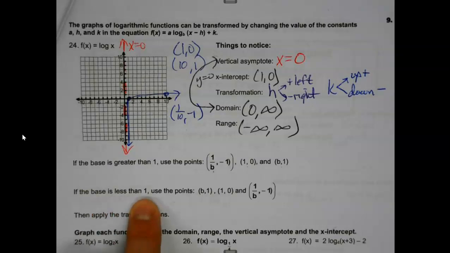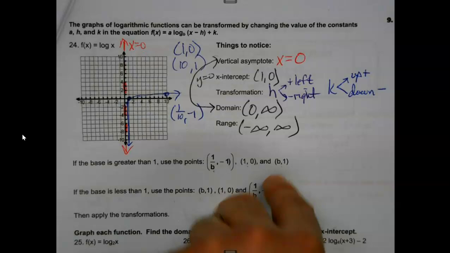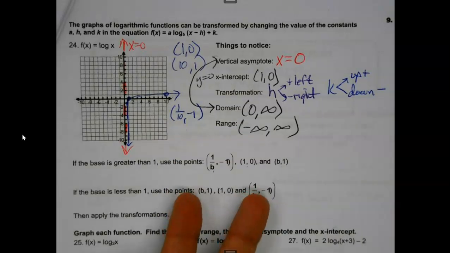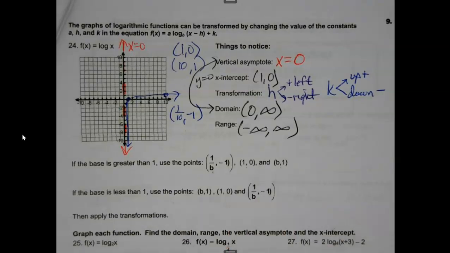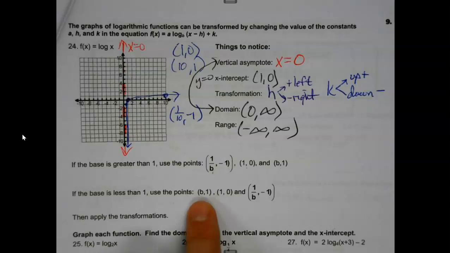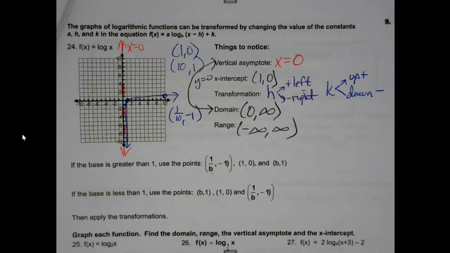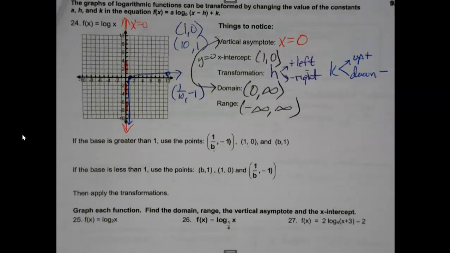If the base is less than 1, these points are still here, but they reverse, okay? You could still write them all down. The order isn't going to matter since they're identical. It's just going to look more left to right if you're doing a fraction with these. Then apply transformations.